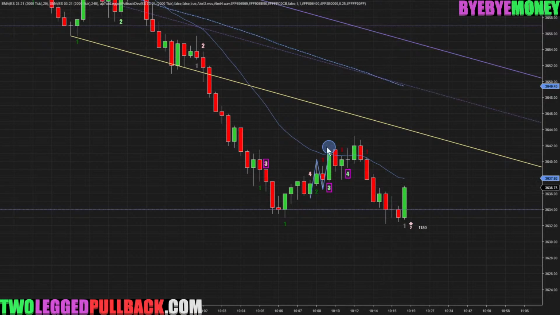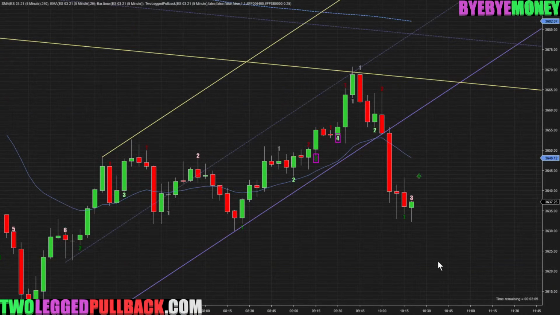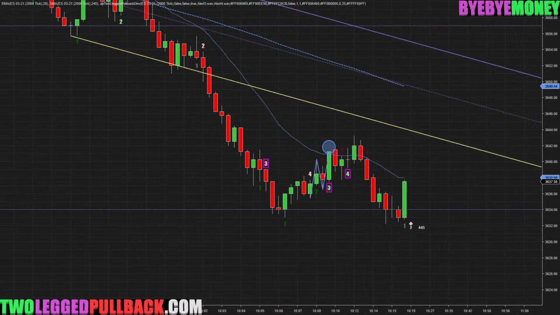Okay, we're still under the 20 EMA, so still pretty good short setups here, I think, in my opinion. Let's see what happens at the 20 EMA here if we slice through it.